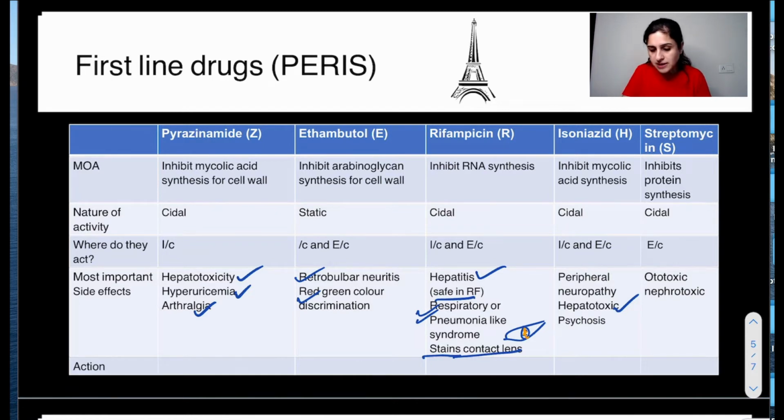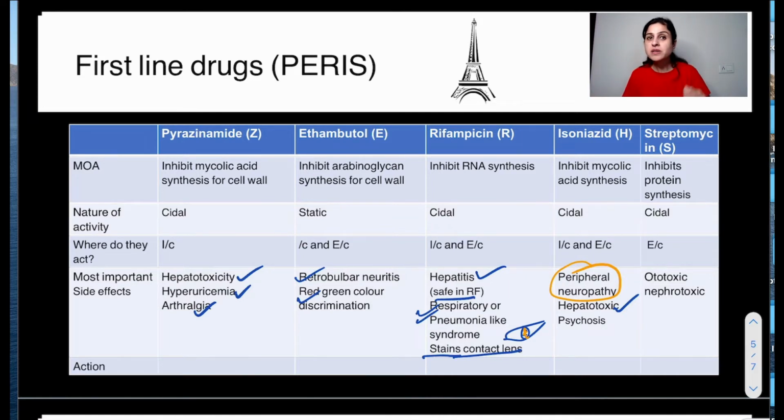Then coming to isoniazid, one we did is hepatotoxicity. The second most important side effect of isoniazid, which is asked very often, is peripheral neuropathy. Peripheral neuropathy occurs because it inhibits the synthesis of pyridoxine phosphate.